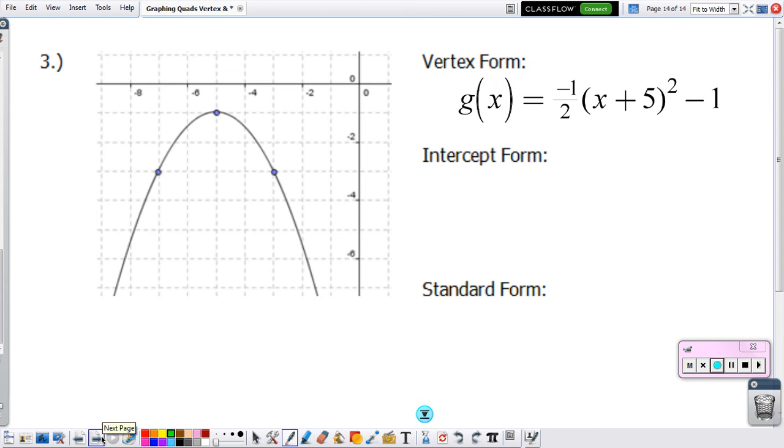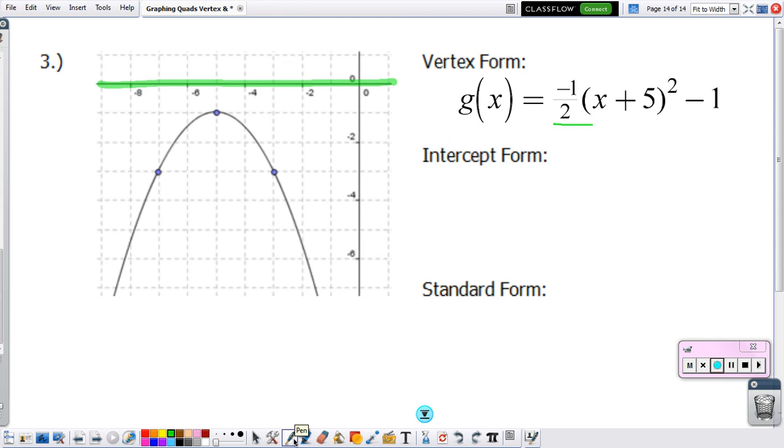Last one. We know that the a value is -1/2. We got that when we did vertex form. We cannot write this one in intercept form because if you look, we don't have any intercepts. So there would be no intercept form for this equation. That happens when we do not cross the x-axis.